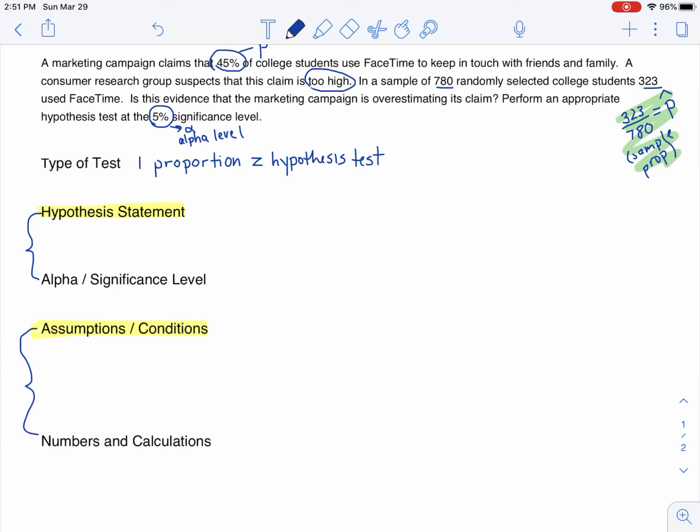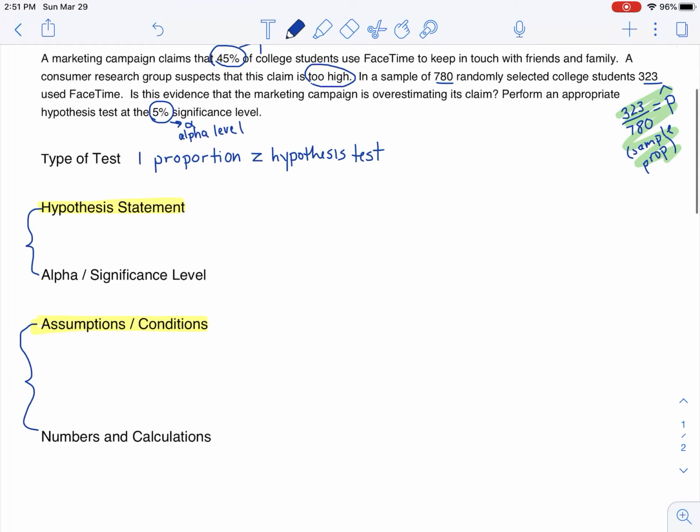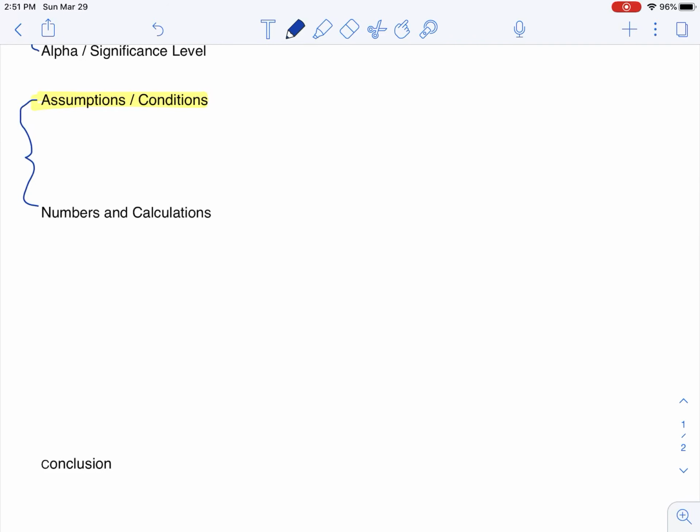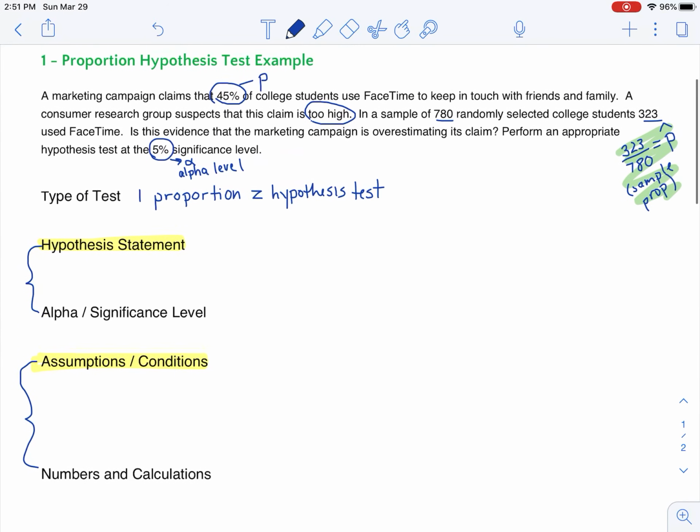Read over the question, make sure you understand it, do the hypothesis statement and the assumptions and conditions, and then tomorrow we'll get to the bulk of these numbers and calculations. Okay? All right. I'll video with you guys.